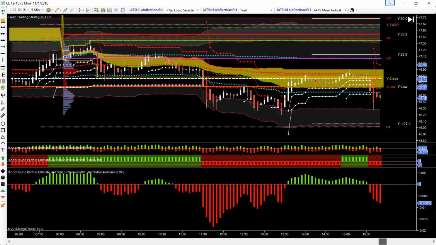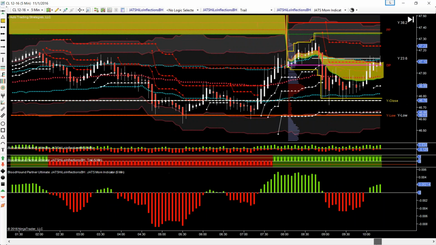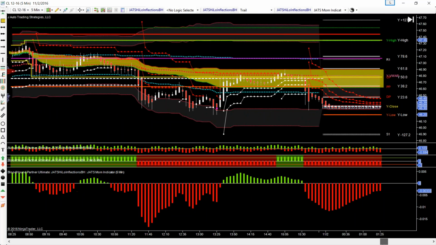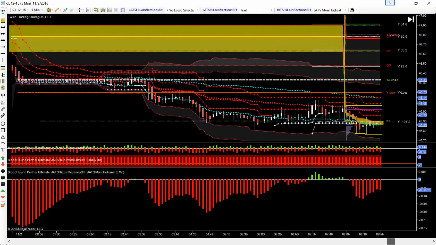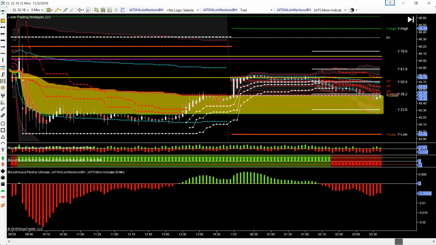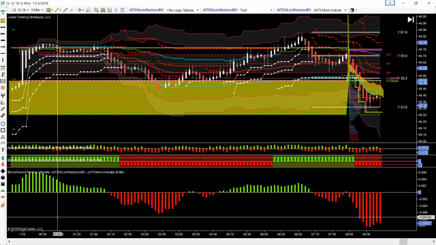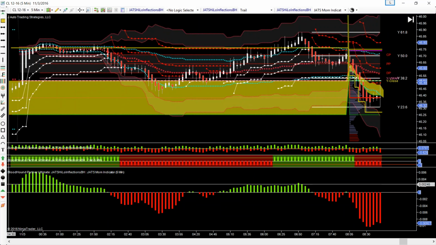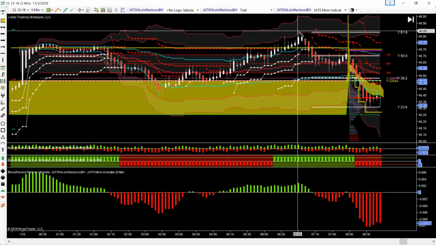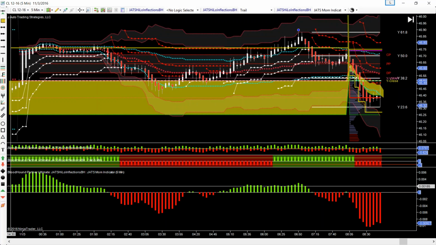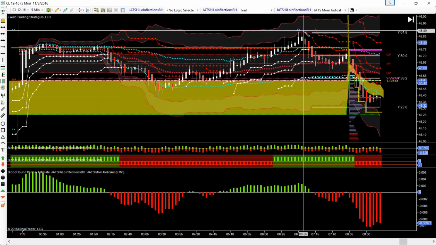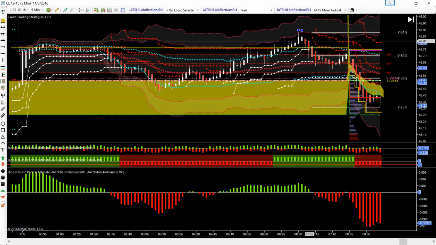NinjaTrader, however, does not have a market profile indicator that I have found that I liked that was available for free. That's why I purchased a third-party indicator. But I'm just using it for support resistance for obvious reasons. And as you can see, institutional traders will move price at these levels.